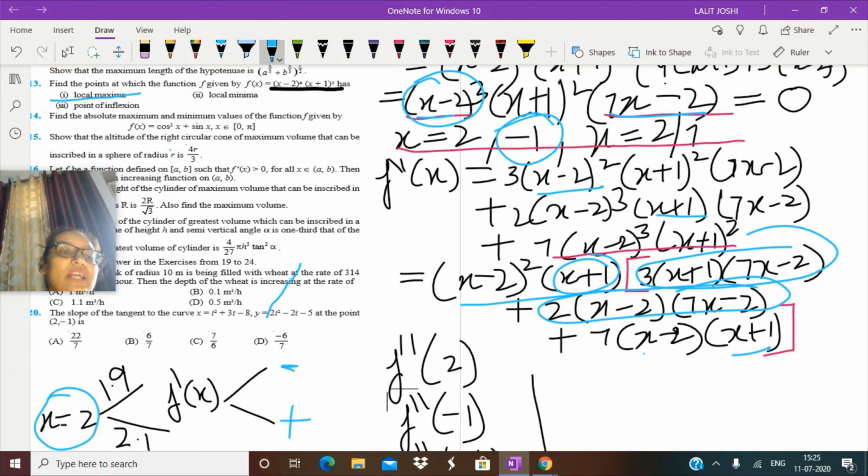So this is what it was asking. For maxima, it is 2 by 7. For minima, it is 2. And inflection point is minus 1. So this is very important question where we are using both the rules. So this can be there in exam for 4 marks.